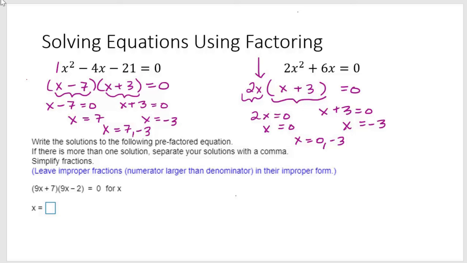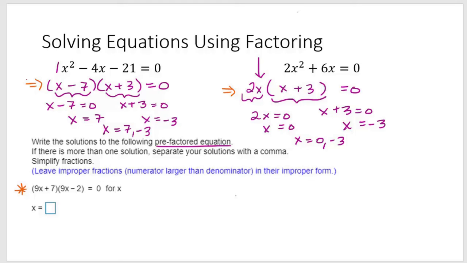The kind of question we'll encounter on the test is actually a little bit simpler than what we just did. The ones on the test are pre-factored. So this is the part that you're looking for. You're dealing with a pre-factored equation, which means we would have started with x minus 7 times x plus 3 equals 0, or with 2x times x plus 3 equals 0 for the original two that we just did. In the case down here, our question says, what are values for x if 9x plus 7 times 9x minus 2 is equal to 0?